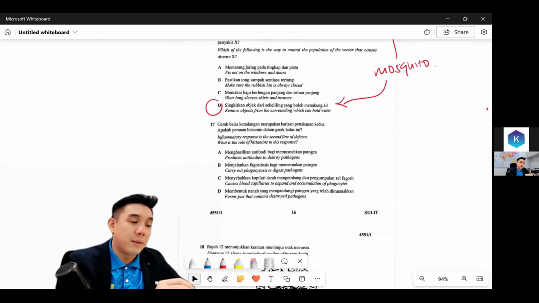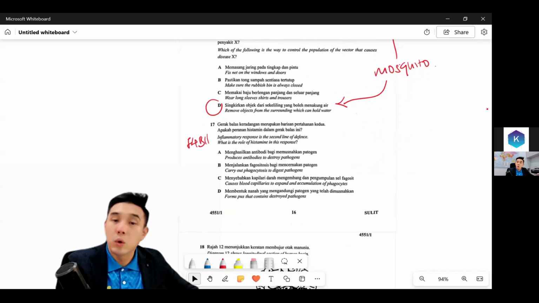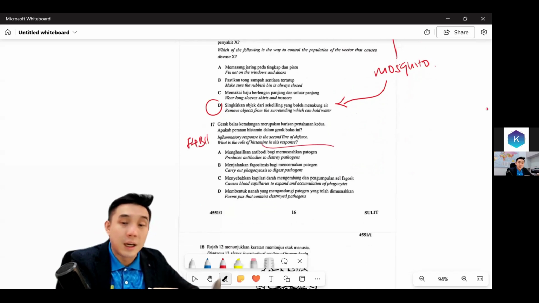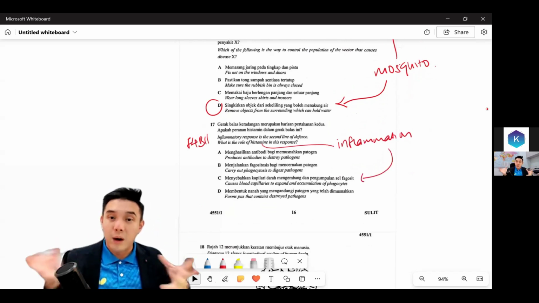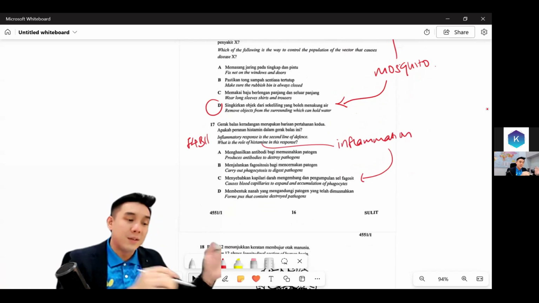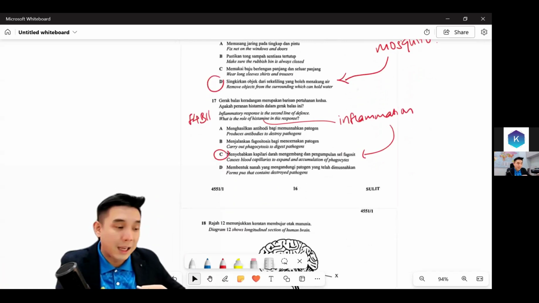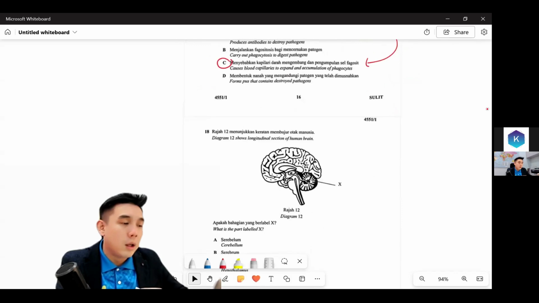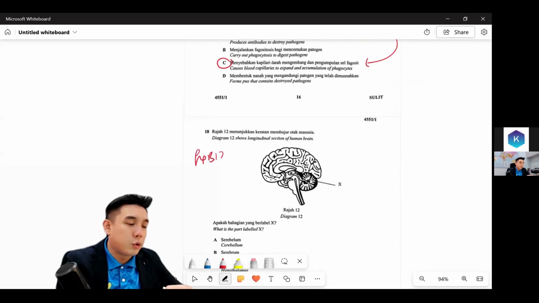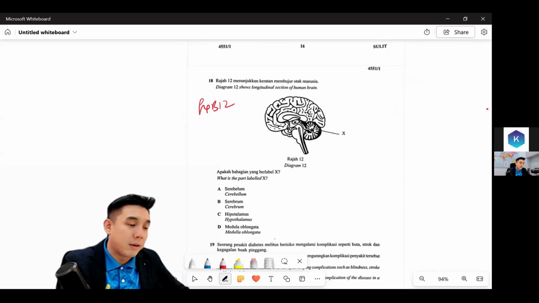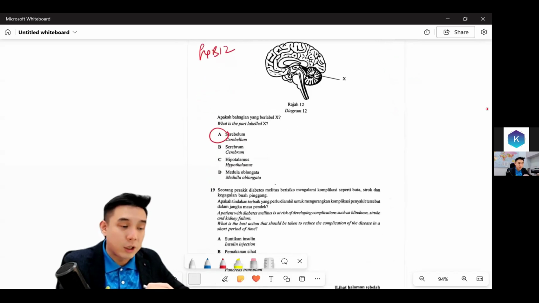Next, guys, the inflammation response, second line of defense. Okay, Form 4, Chapter 11. What is the role of histamine? Histamine is always to cause inflammation. I just did this with my Form 5 students last week. Inflammation means it will swell. Why? They bring a lot of phagocytes in order to attack the bacteria. Okay, for 18, Form 4, Chapter 12, what part is labeled X, the cerebellum? Number 18, nothing much. Answer is A.